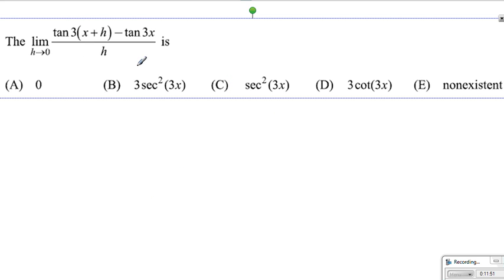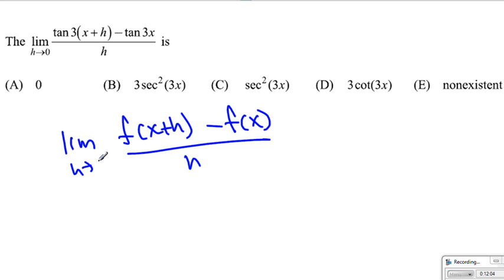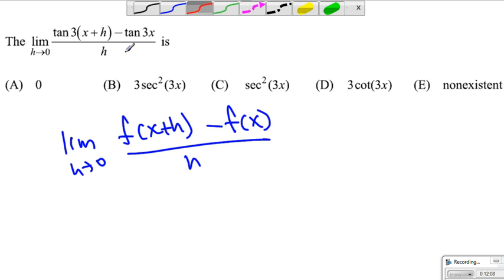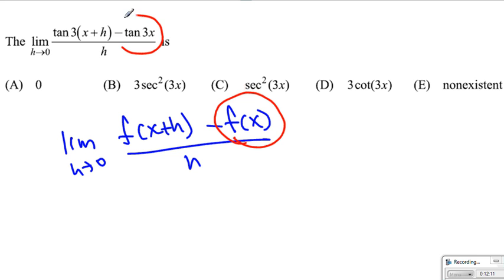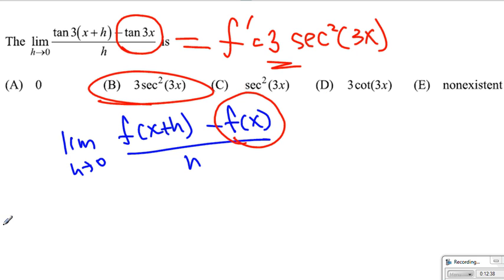Here we see the definition of derivative. If you remember the definition of derivative, it looks like f of x plus h minus f of x, the entire thing divided by h as h approaches 0. Now, when you compare two expressions, this will be the easiest thing to look for. F of x must be the second term in the fraction. Since f of x must be tangent of 3x, then f prime, which is the expression that's given, is secant squared of 3x multiplied by what's inside, which will be equal to 3. So therefore, our final answer becomes choice B.